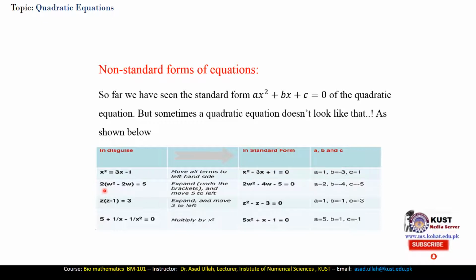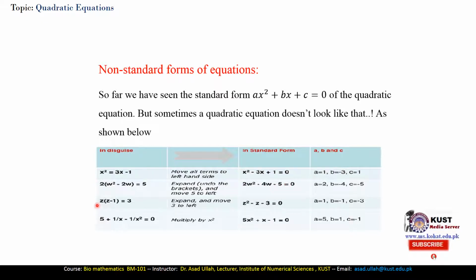Similarly, here 2 times w square minus 2w is equal to 5. To convert this equation to the standard form, first we multiply 2 with w square and then 2 with minus 2w, and then add minus 5 on both sides. We get 2w square minus 4w minus 5 is equal to 0. This is the standard form of the given quadratic equation.